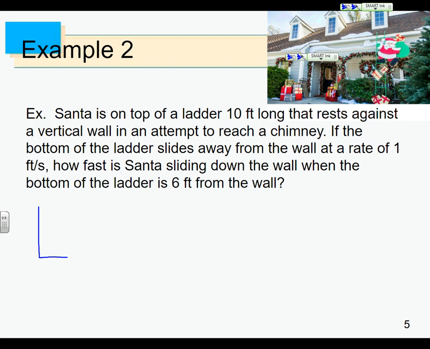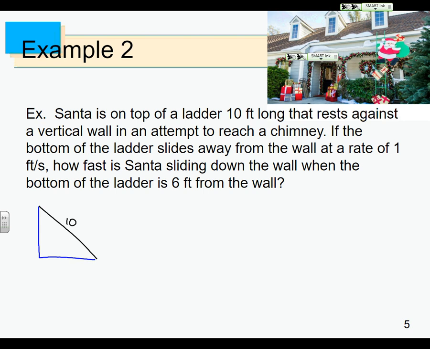Let's do wall, let's do ground, and then we'll do ladder. Okay. Now I just kind of drew it. I didn't really pay attention to it, but one thing's not changing on this is that 10. Whether the ladder is all the way up or all the way down, that ladder is going to be 10 foot tall if it's all the way up against the wall or if it's lying on the ground.